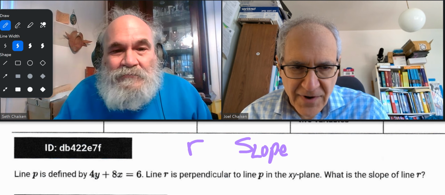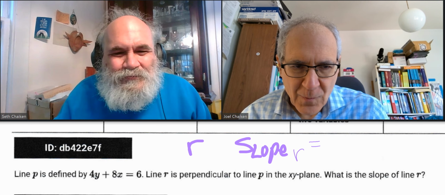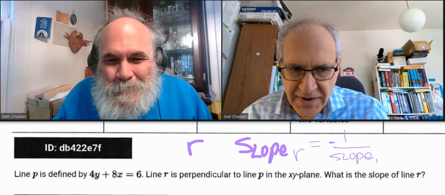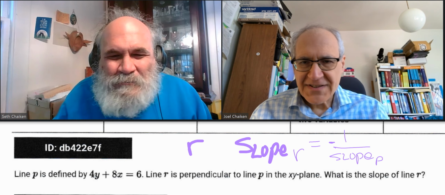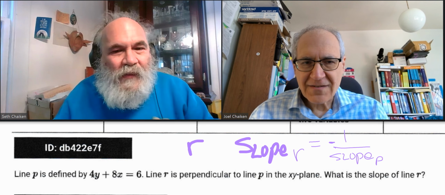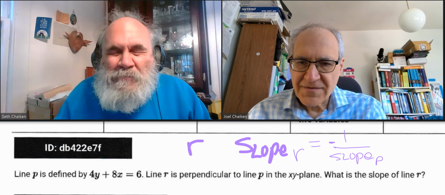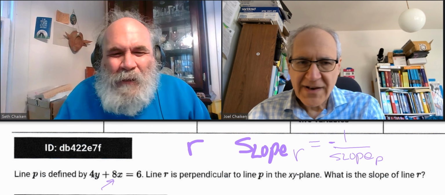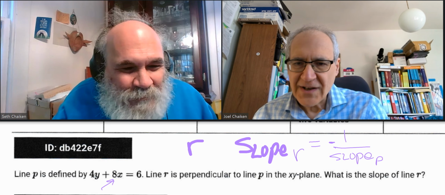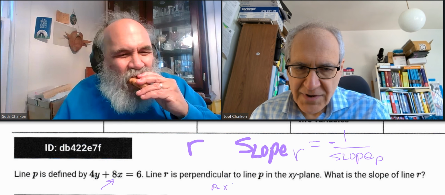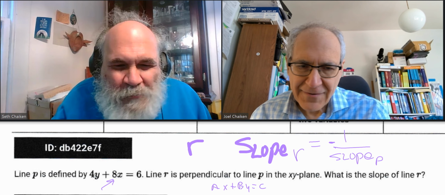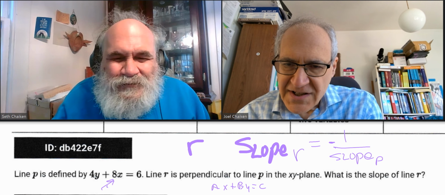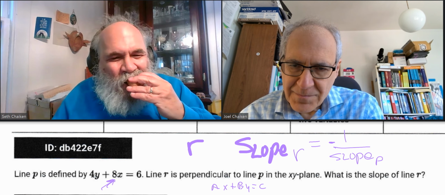The slope of R has to be -1 over the slope of P. So once we get the slope of P, we take the negative reciprocal, we get the slope of R, and we get the answer. So then it's just a question of getting the slope of this line, which you could do in a bunch of ways. You can memorize the formula for the slope of a line written in Ax plus By equals C form. I certainly don't suggest memorizing any formulas at all. So you just solve for the slope, which seems like the cleanest way to do it.